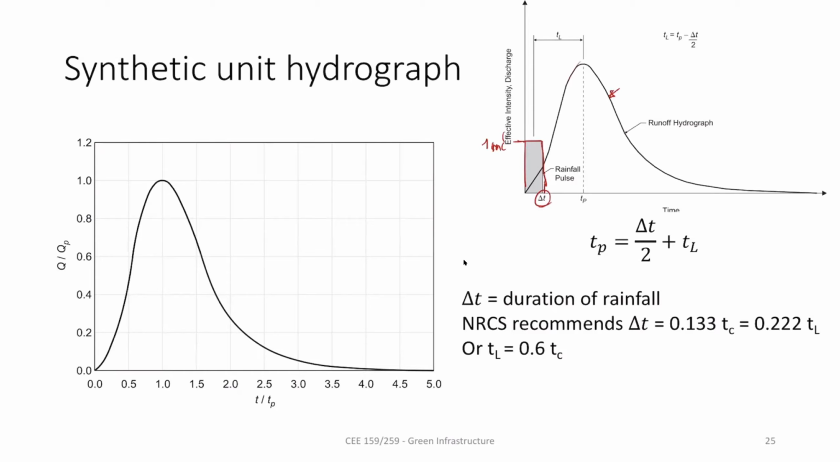You know that the lag time is basically the difference between the center of the rainfall and the peak, assuming the centroid is near the peak. This is the lag time, what we call T lag. T lag is basically the time between the center of the rainfall and the peak. Here we assume that the center is right near the peak. So you can write T_L equal to T_P minus delta T divided by 2. Basically, this is delta T, and this half is delta T divided by 2. So T_P minus delta T by 2 is equal to T_L.